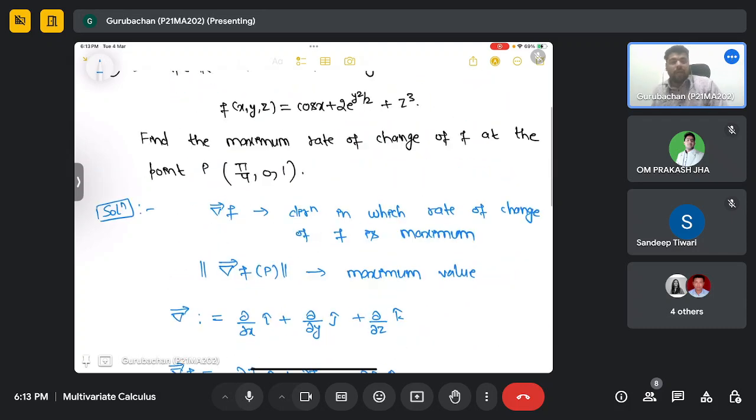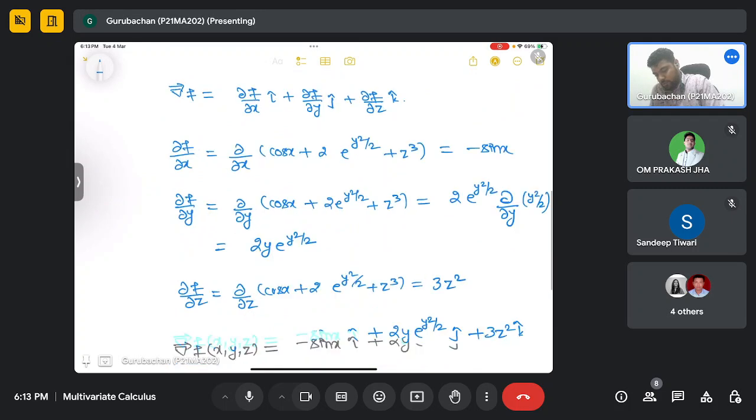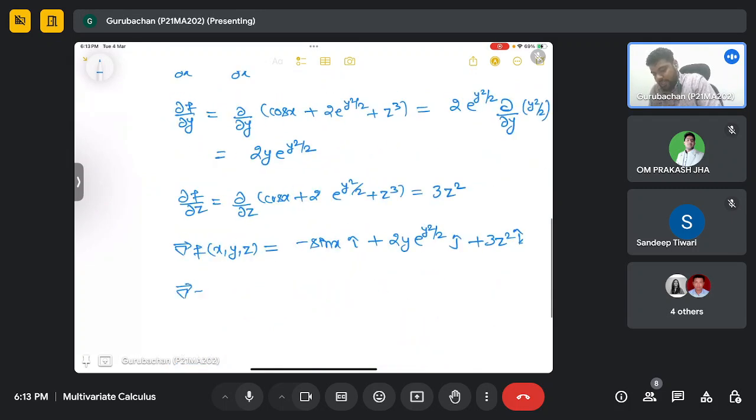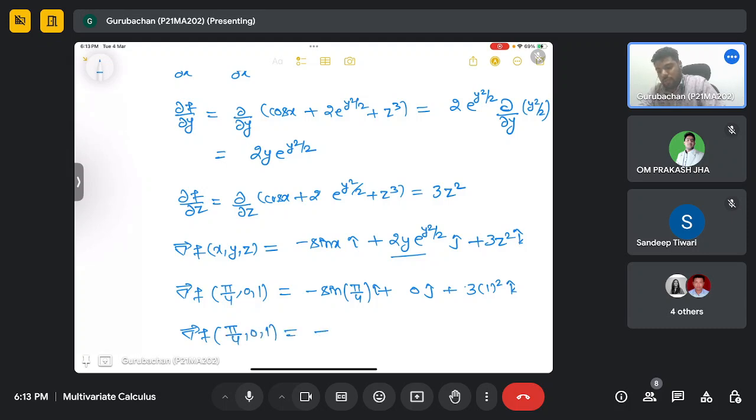Now we have the point pi by 4, 0 and 1. After putting this point, del f at pi by 4, 0 and 1 will give us minus sine pi by 4 times i cap plus 0 times j cap, since y is 0, so this factor will become 0, plus 3 times 1 square k cap. So del f will be minus 1 by under root 2 i cap, 0 times j cap, plus 3 times k cap.